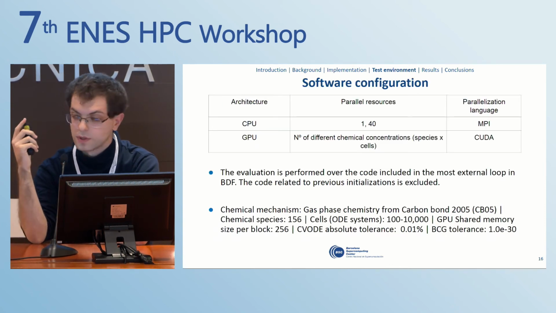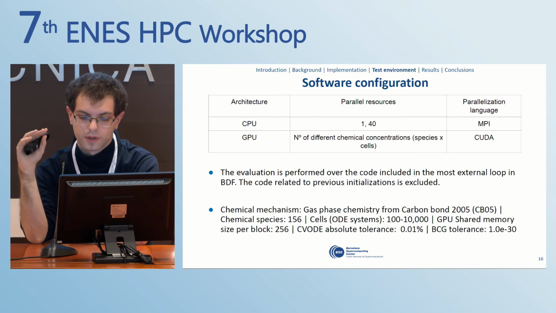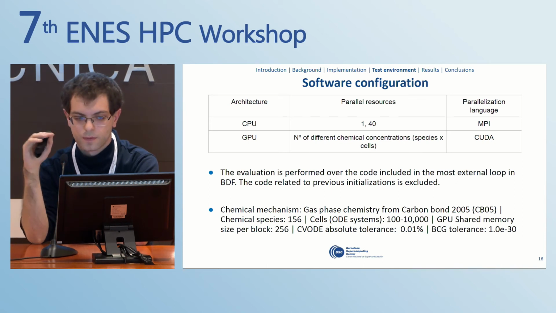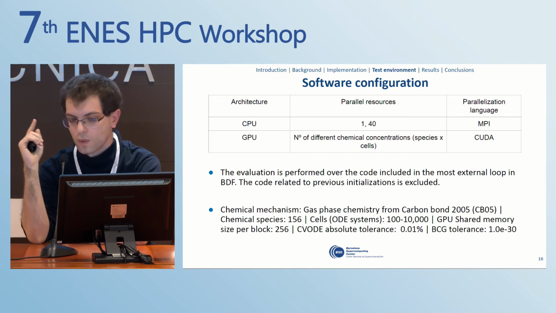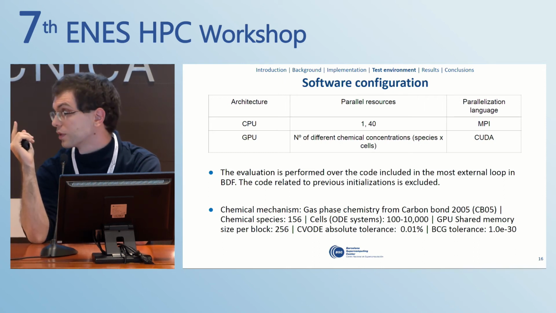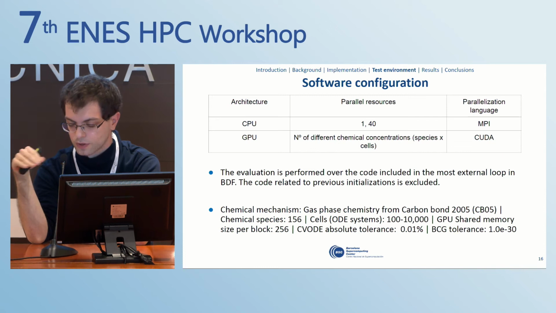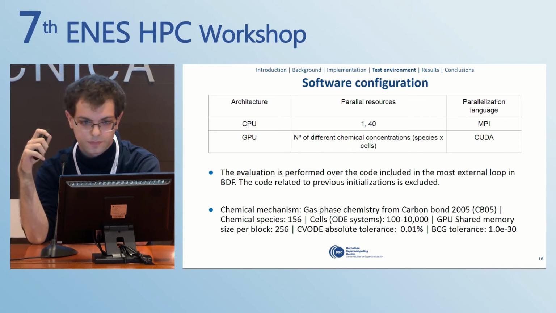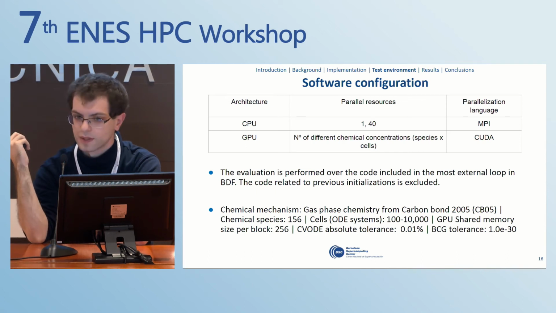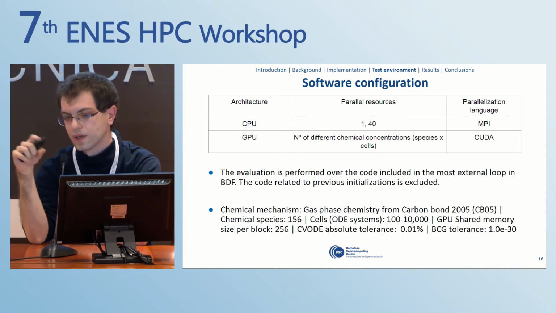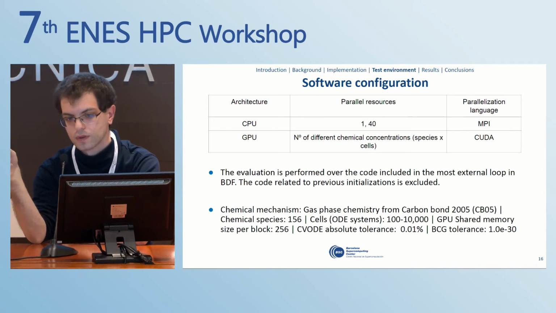For the software configuration, in the table there are two different tests, basically on the CPU and the GPU. For the CPU, we use 1 and 40 processes. 40 processes is the maximum number of processes of a node. And for the GPU, we launch as many threads as different chemical species, so it's basically the chemical species of a system times the number of cells.